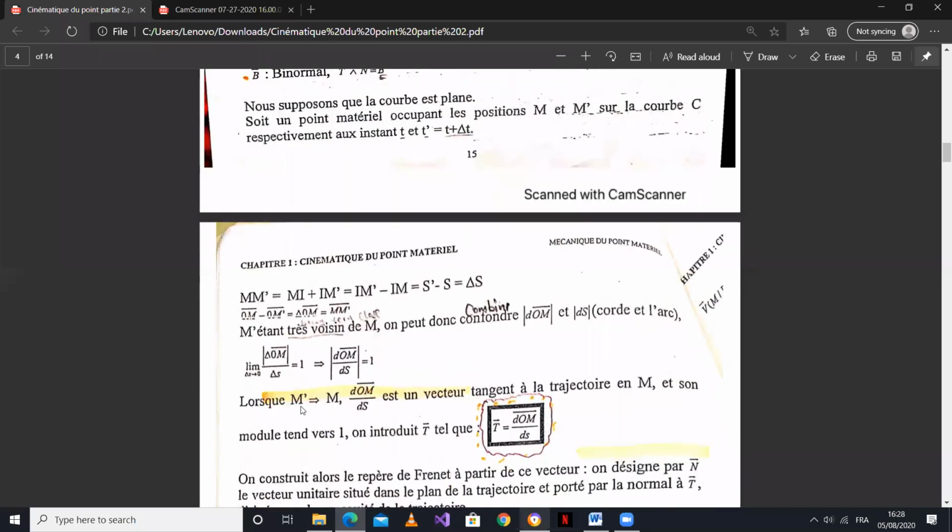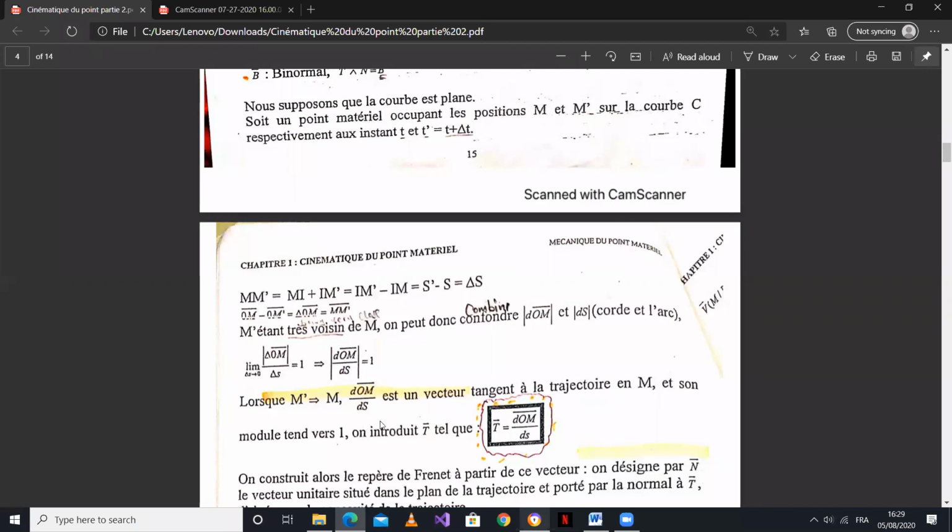So this is one expression we'll keep: le module de d de OM over ds is equal to 1. And then they're telling us lorsque M' tend vers M, d de OM sur ds est un vecteur tangent à la trajectoire en M. So they have told us now that d de OM sur ds est un vecteur tangent à la trajectoire en M et son module tend vers 1.